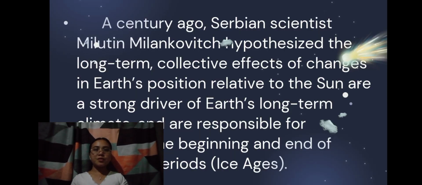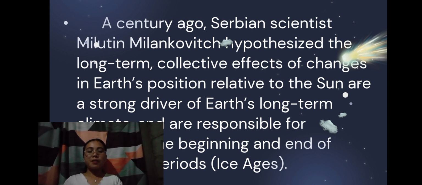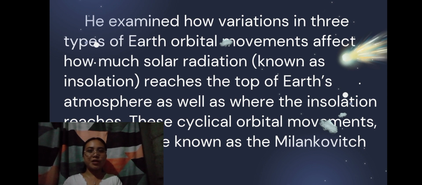A century ago, Serbian scientist Milutin Milankovitch hypothesized that the long-term collective effects of changes in Earth's movements are responsible for long-term climate change, triggering the beginning and end of glaciation periods, or the ice ages. Milankovitch examined how variations in three types of Earth orbital movements affect how much solar radiation, known as insolation, reaches the top of Earth's atmosphere as well as where the insolation reaches. These cyclical orbital movements became known as Milankovitch cycles.